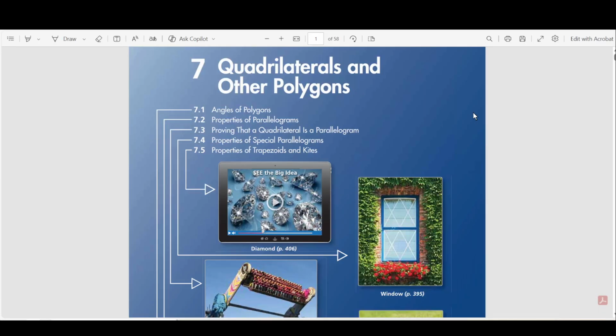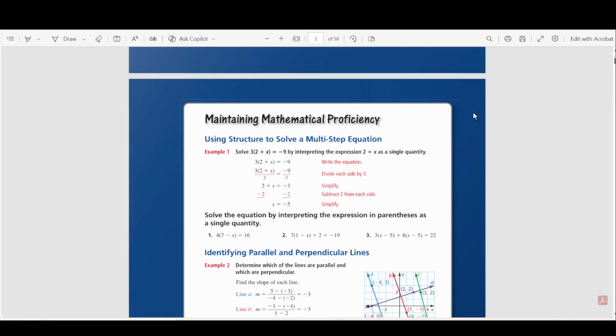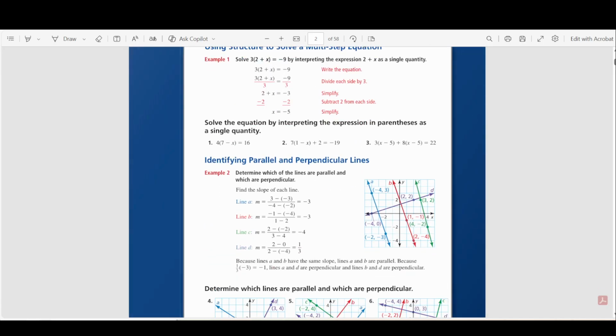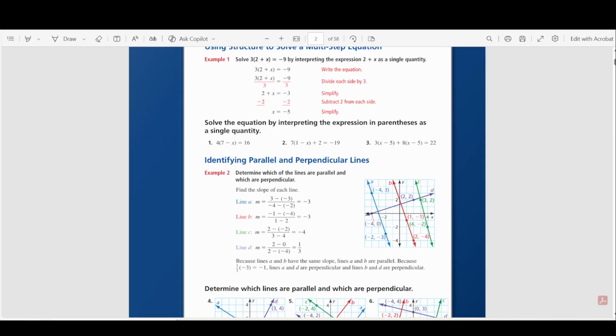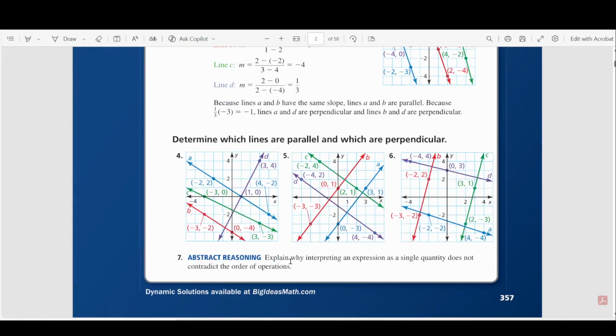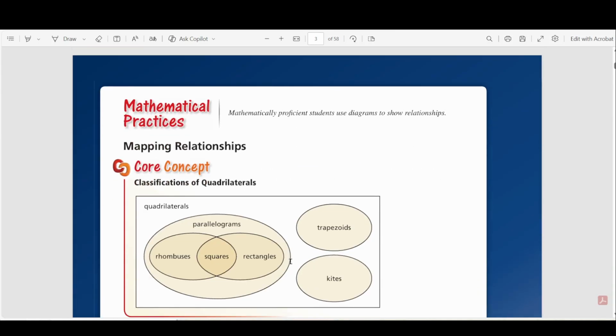So, quadrilaterals and other polygons. We know a quadrilateral is any closed shape made up of four straight lines, right? Any closed figure. It has four angles, four sides, four vertices. And the sum of all the angles is 360 degrees.